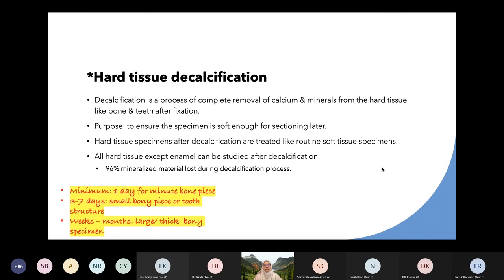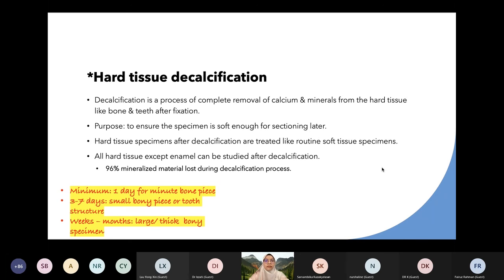Before we move to the next stage, let me talk a little bit on hard tissue decalcification, because at times we do receive hard tissue specimens in the form of bone, teeth, and or pathological tissue like odontome or fibro-osseous lesions. So for these hard tissue specimens, we will have another additional step, which is decalcification. It is the process of complete removal of calcium and minerals from the tissue, and it is done to ensure the specimen is soft enough for the sectioning stage later.